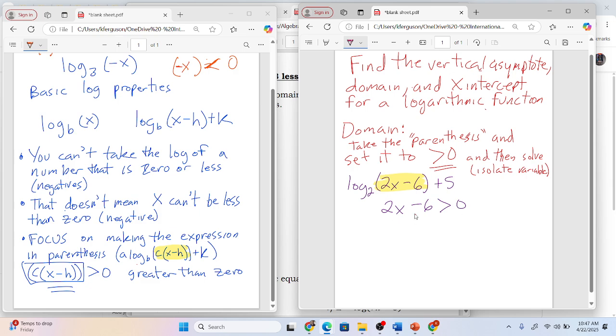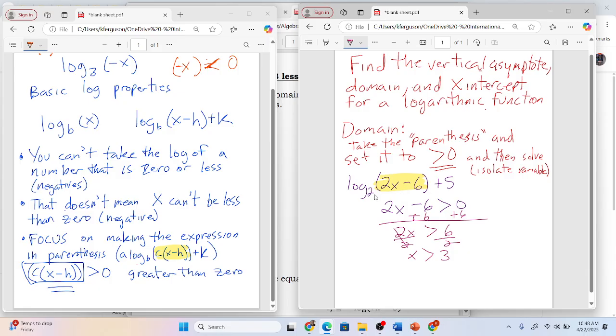So what am I going to do? I'm adding 6 to both sides, and so I got 2x is greater than 6. The next step is I need to isolate x by getting rid of this 2. That's 2 times x, so I'm going to divide by 2 on both sides. Dividing by 2 here, that goes away and I got x, greater than 6 divided by 2, that's 3. So x has to be greater than 3. That's what the restriction is for this.